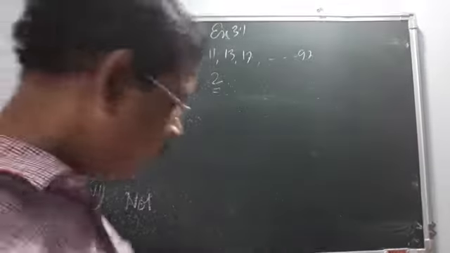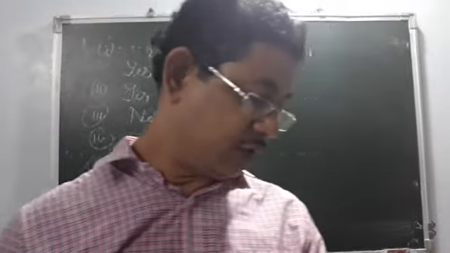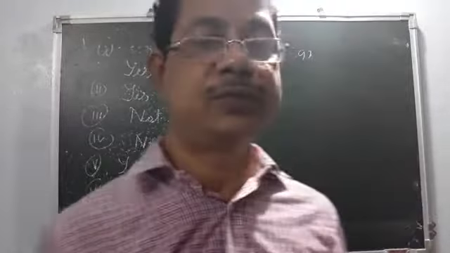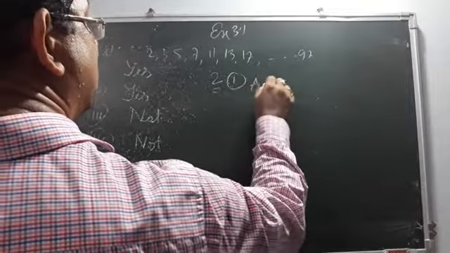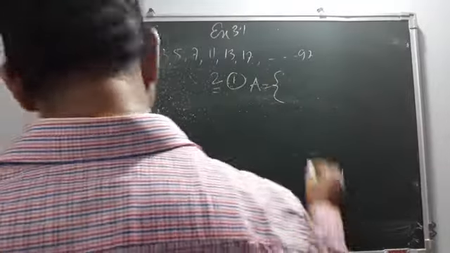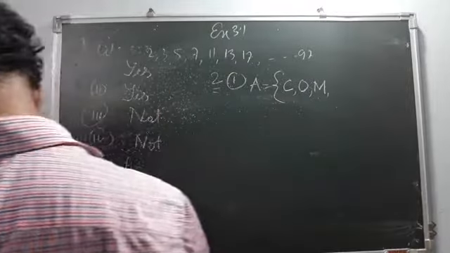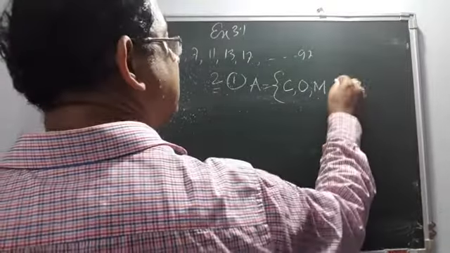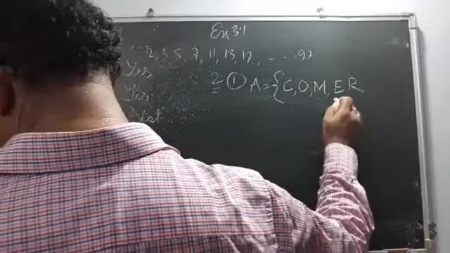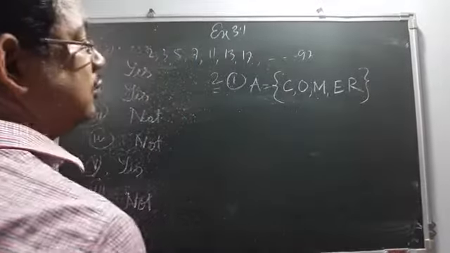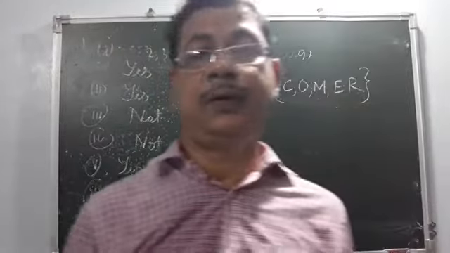Now question number 2: describe the following sets in roster form. First one, the set of letters in the word commerce. What are the letters? C, O, M. M is double, so we will write it a single time. Then E, then R, then C we will not write again, already written, and E also written. So these are the letters. This we have written in roster or tabular form.